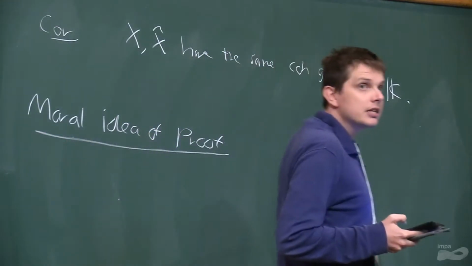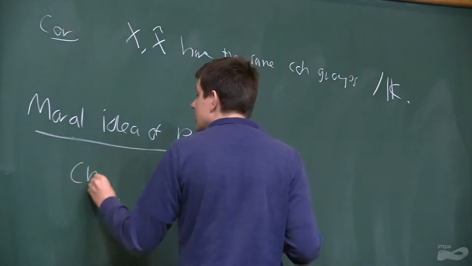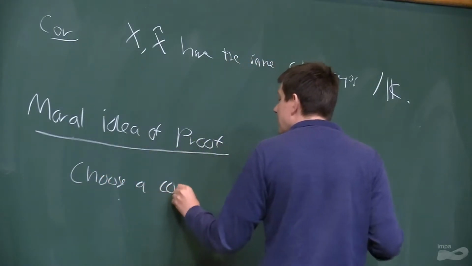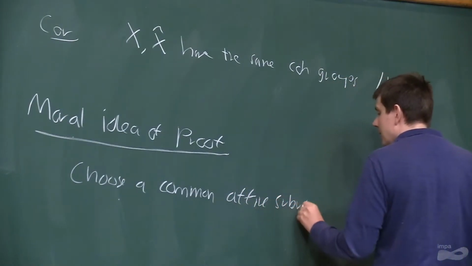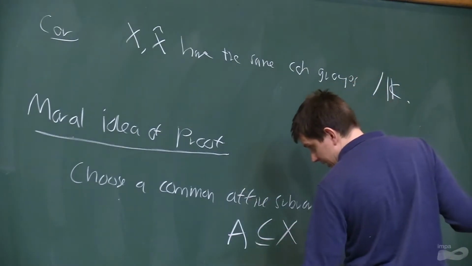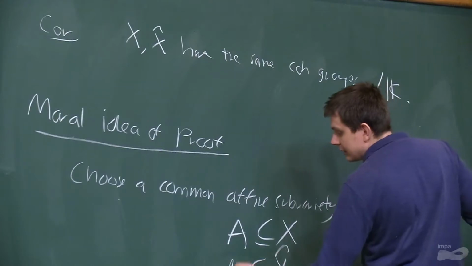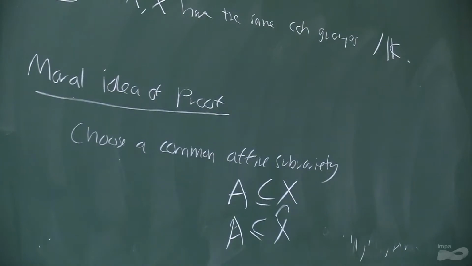Okay, so the first thing we do is we choose a common affine subvariety. So we have this birational morphism. If you have a birational morphism, you can choose a common affine subvariety. So we choose a common affine subvariety A inside X, which I'm also going to think of as inside X hat as well. So I have A inside X and X hat.